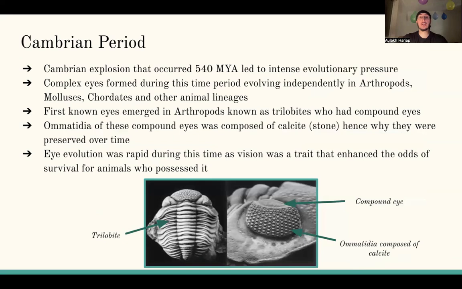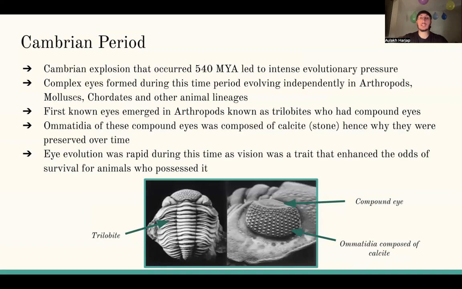The Cambrian explosion took place about 540 million years ago, and this marked a period of intense evolutionary pressure where predators and prey were competing intensely for survival. Complex eyes began to form in this era, evolving independently in different lineages still seen today, like arthropods, mollusks, and chordates.